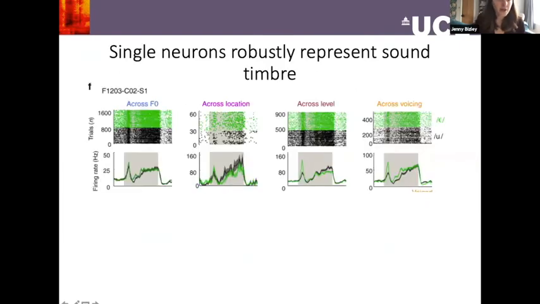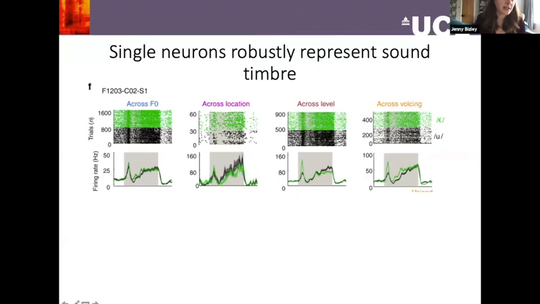So again, I'll start with a single neuron example. I'm going to give you the relatively quick summaries from this study. If you have detailed questions, do feel free to get in touch with me afterwards. This is a single neuron, the same neuron in each case here. And you can see at the top the rasters. Again, the dots are times the neuron fired. Each row is a trial. And the trials are grouped according to the identity of the vowel. So the green trials are airs and the black trials are oos.